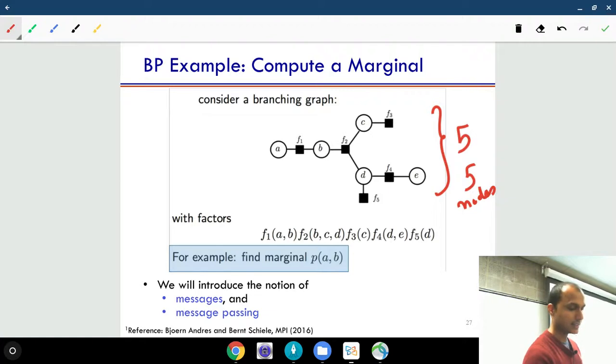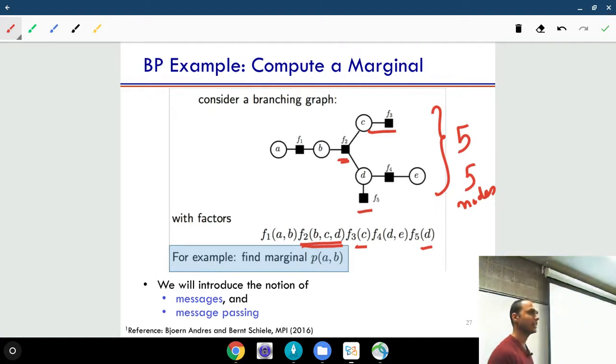and we can just see what the factors are. For example, f2 is connected to 3 random variables, right? And f3 is only connected to C, f5 is only connected to D, right? And f4 and f1 are connected to 2 random variables each, right? And let's say our task is to find the marginal probability of A comma B.